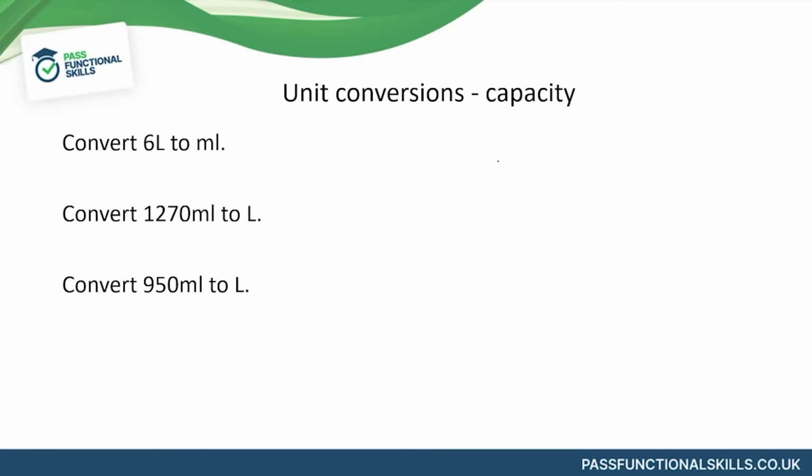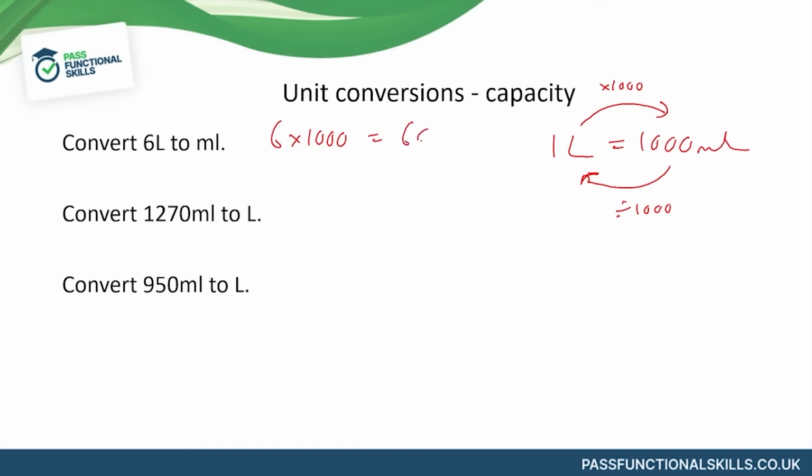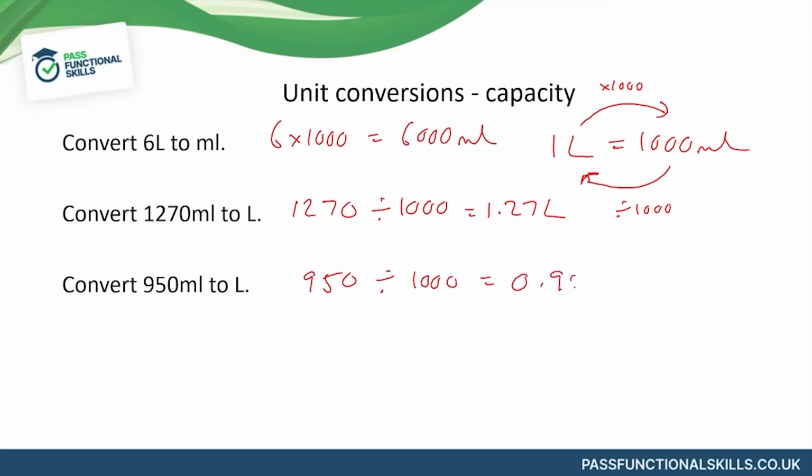For capacity, again we just need to remember that 1 litre is 1,000 millilitres. So if we're converting from litres into millilitres, we are multiplying by 1,000, and millilitres back to litres, we are dividing by 1,000. So here we're going from litres to millilitres, so that is 6 multiplied by 1,000, so that is 6,000 millilitres. Here we're going from millilitres to litres, so we are dividing by 1,000. 1270 divided by 1,000 is 1.27 litres. And again, millilitres to litres, that is 950 divided by 1,000, and that is 0.95 litres.